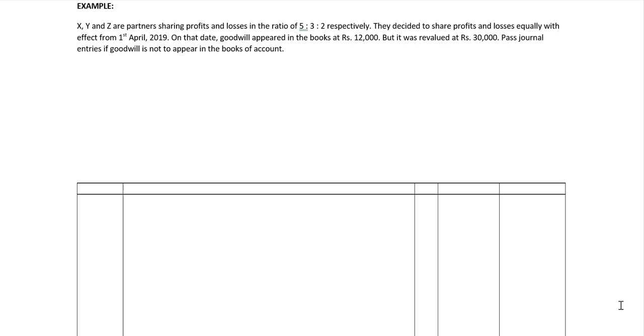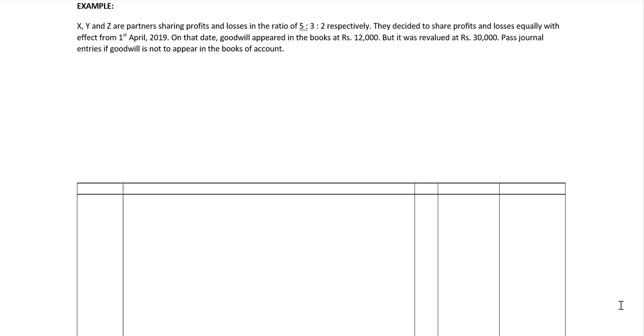Example: X, Y and Z are partners sharing profits and losses in the ratio of 5:3:2 respectively. They decided to share profits and losses equally with effect from 1st April 2019. On that date, goodwill appeared in the books at rupees 12,000, but it was revalued at rupees 30,000. We are asked to pass journal entries if goodwill is not to appear in the books of accounts.